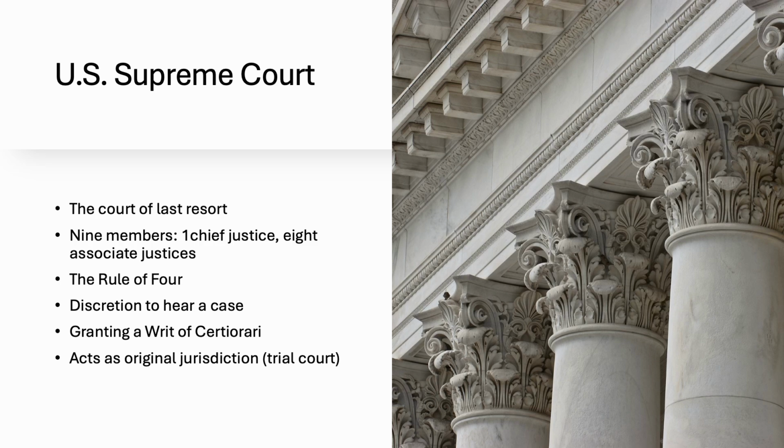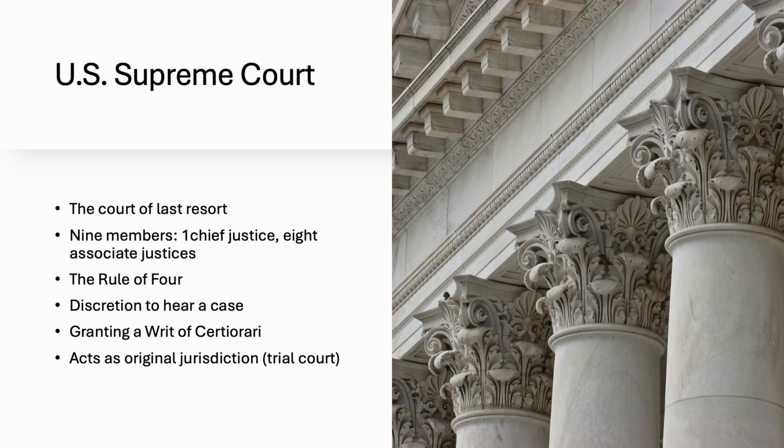In order to decide if they will hear a case, since they hear very few cases a year, they have the rule of 4, which means that 4 justices have to agree to hear a case, and they have discretion to hear a case. Most of the cases they hear deal with civil rights or a national level.